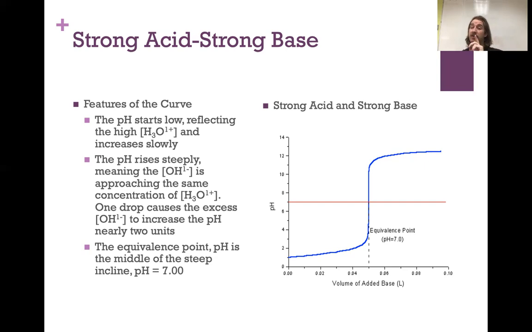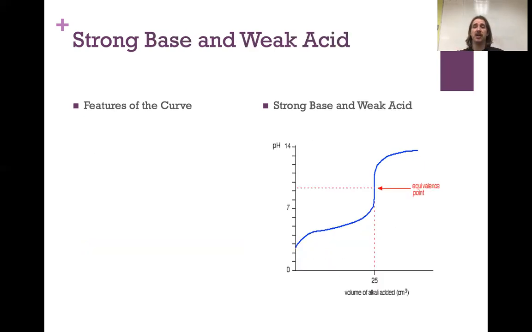When we start to work with weak species, things get a little trickier. So here we've got a weak acid. So you'll notice we're not quite as low on the pH scale. We're still titrating it with a strong base. We're adding a base, alkali, another term for basic, alkaline. So we're adding a base; centimeters cubed measures milliliters.